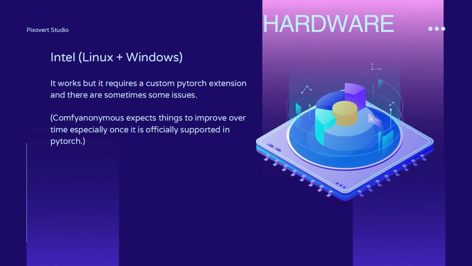Now we move on to the next set, and that's going to be Intel, Linux, and Windows. It works, but it requires a custom PyTorch extension, and there are sometimes some issues. ComfyUI says he expects things to improve over time, especially once it is officially supported in PyTorch. So there have been some issues with Intel and Windows, and it has been a bit of a head scratcher what's happening with Intel, because sometimes they work and then they break and then they work again. And in my experience, it is sometimes really slow working with Intel.